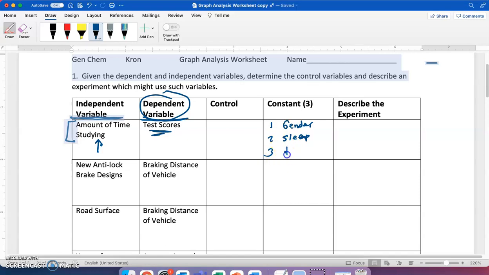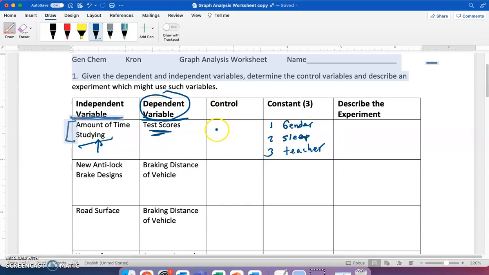Also, you may want to have them being taught by the same teacher. Those would be three variables, and there's many, many more variables that you'd want to make sure both groups of students have the same exact conditions before the test. The only thing that's different between the two groups is the amount of time studied. So those would be three constants for this case.